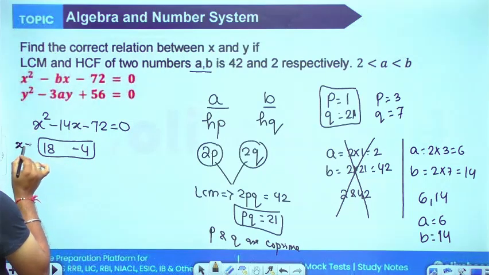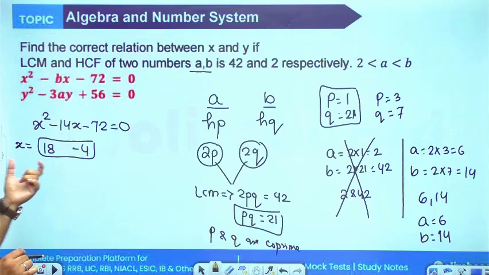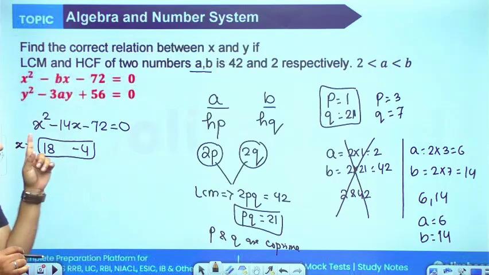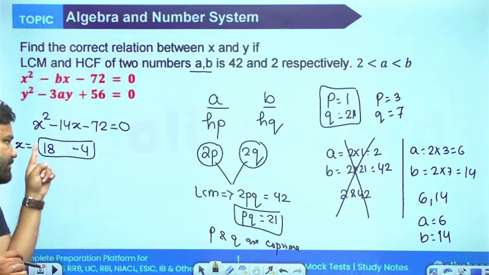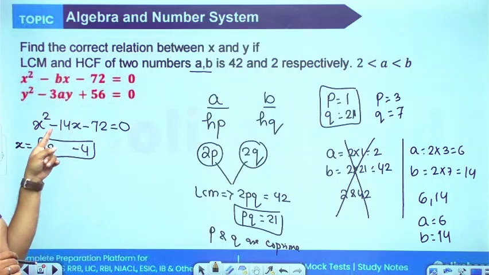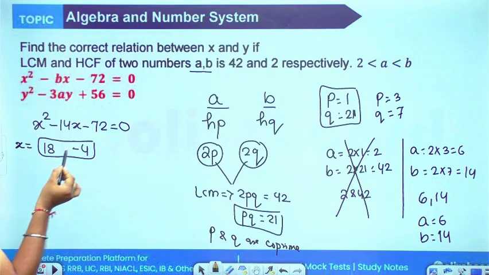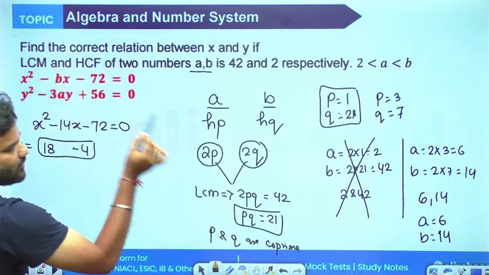So these are the values of x, the roots of this quadratic expression. 18 into 4 is 72 and 18 minus 4 is 14, and I substituted the value of B there. So B was 14.